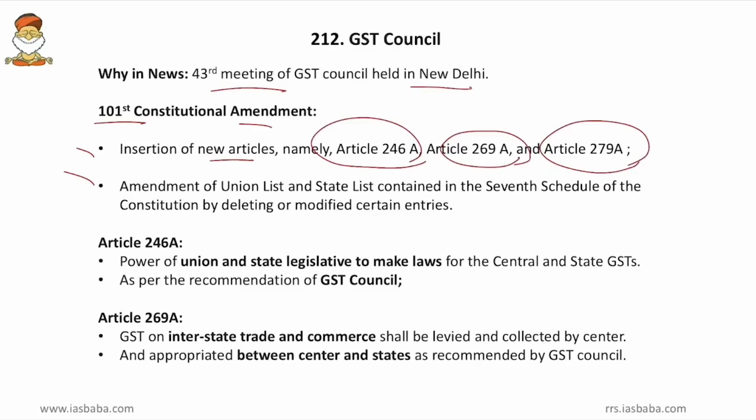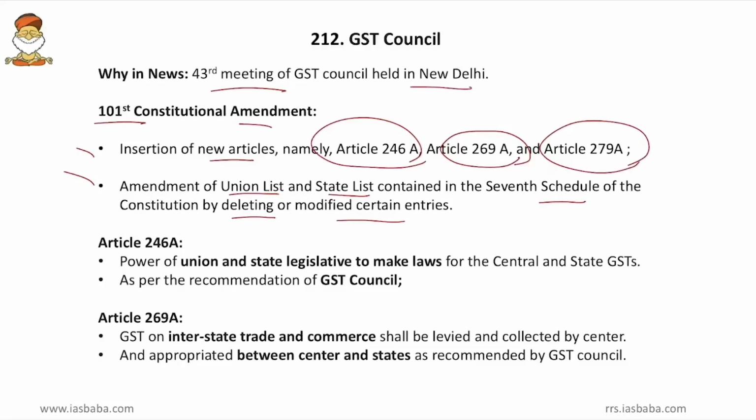stage, amendment of Union List and State List contained in the 7th schedule of the Constitution by deleting or modifying certain entries. So, some of the entries in the Union and State List were modified in the wake of the GST bill, and also that some of the definitions in various constitutional clauses were also being taken up. So, those are miscellaneous and they are not of much importance for prelims.